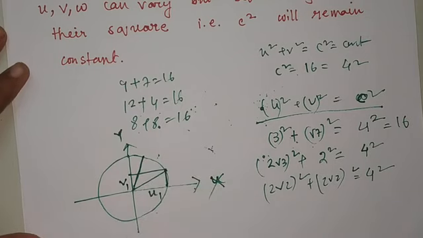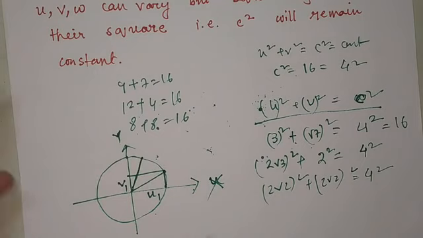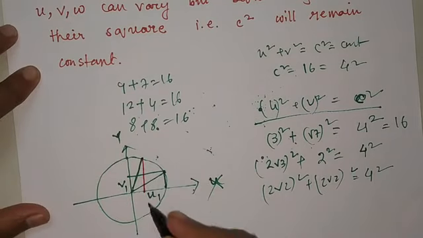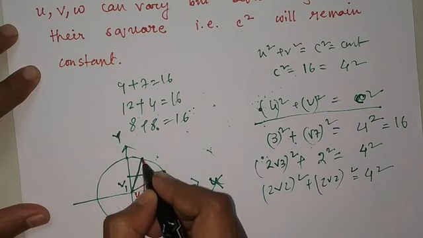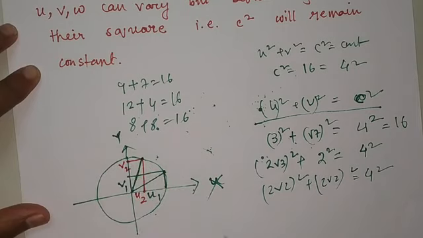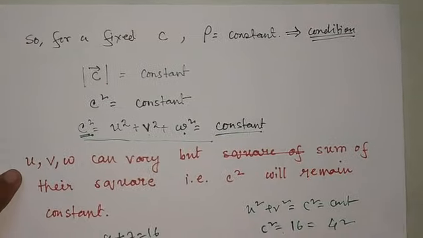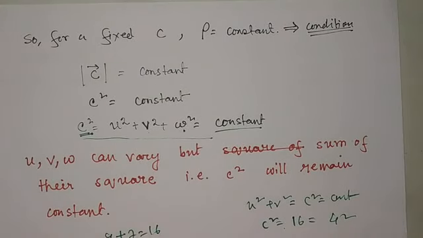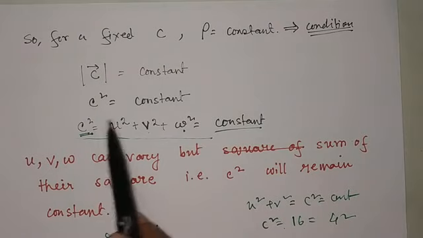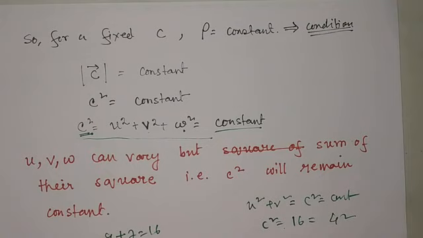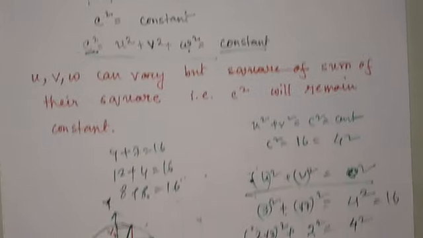Then for another radius, if you again take projection on the x-axis, you will get another set, U2 and V2. So you see, this set of U, V and this set of U, V have completely different values, but the sum of their squares will give us the radius, which is C square, which will remain constant. So similarly, in this case, it is an equation of a sphere, right? Where U square plus V square plus W square equals C square.